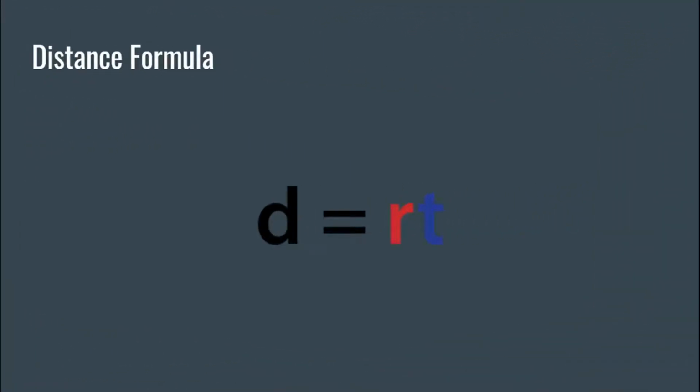Okay, so you've probably seen this before. This is one version of the distance formula where d is the variable for distance, r is the variable for rate, which is another way to say speed, so stuff like kilometers per hour or miles per hour. And then t is our variable for time. This is the formula you see mostly in physics, but we won't be using this one.